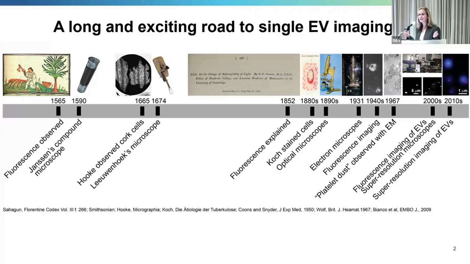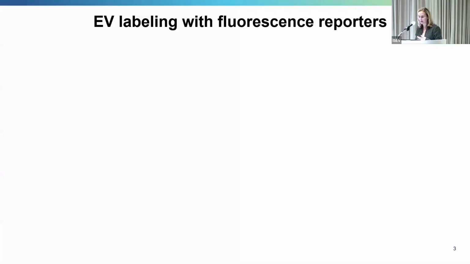So how do we see these vesicles with fluorescence microscopy, why is this useful, and what can it tell us? And along the way, some of the mistakes we can make and some of the lessons we learned.